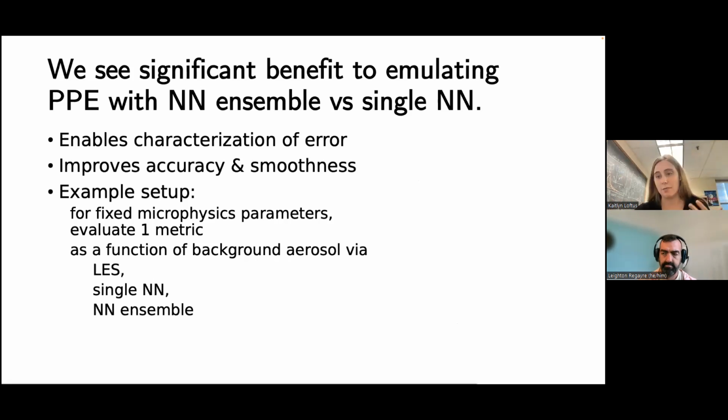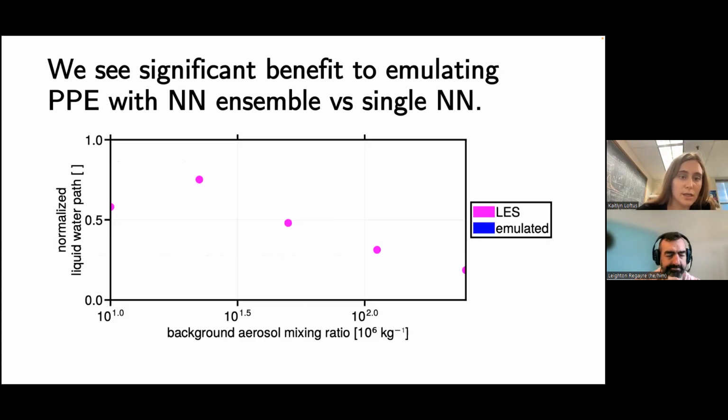For a fixed set of microphysics parameters, we're going to evaluate one metric as a function of the background aerosol, via running that set of parameters through the LES, using a single neural network and then using an ensemble of neural networks. Here we have on the x-axis our background aerosol mixing ratio. On the y-axis, we have a metric. Here it's normalized liquid water path. So 0 to 1 spans the full range of average liquid water paths outputted by our perturbed parameter ensemble.